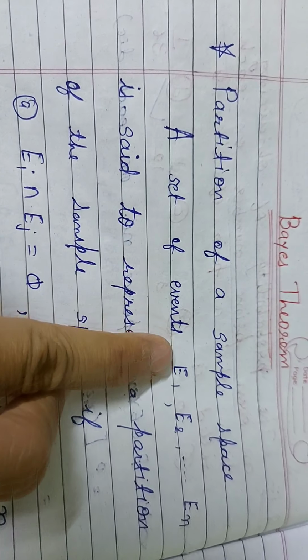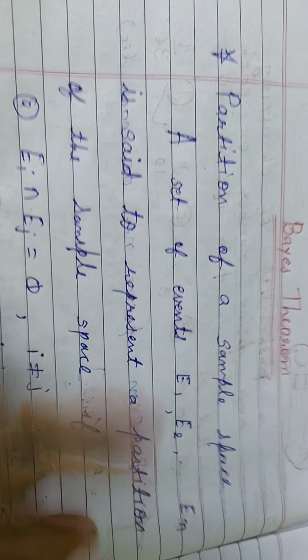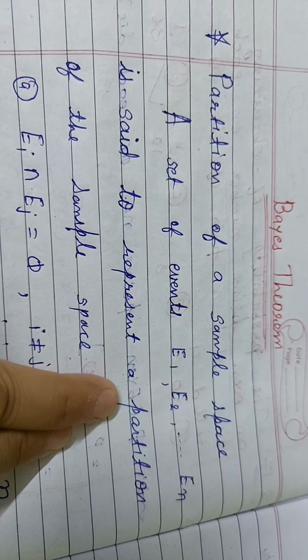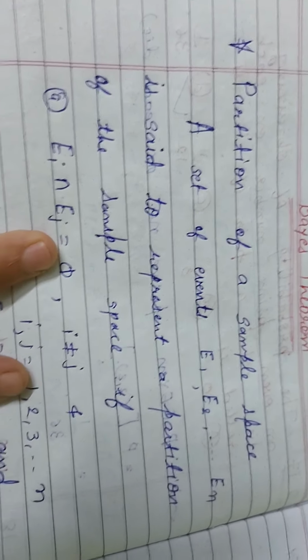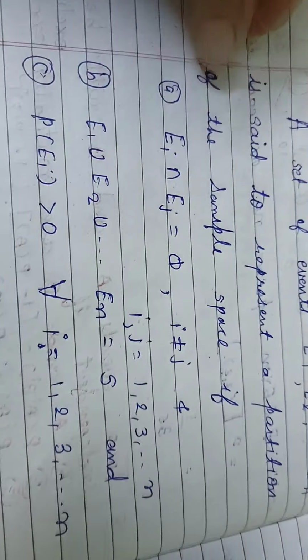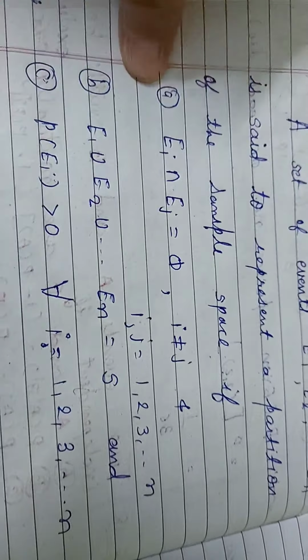A set of events E1, E2 up to En is said to represent a partition of the sample space if, first, Ei intersection Ej is equal to phi, where i is not equal to j and i and j equal 1, 2, 3 up to n. Second, E1 union E2 union up to En gives us the sample space S. And third, all the probabilities are greater than 0, that means positive. Okay, so these three things we have.